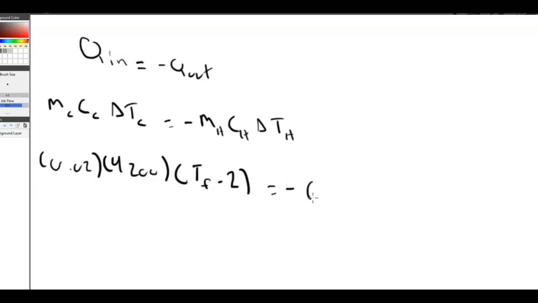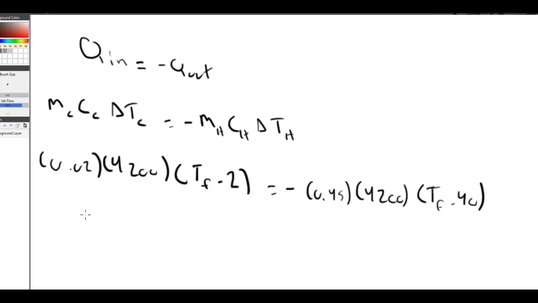Okay, so the mass of the hot tea is 0.45, specific heat capacity is 4,200. And then delta T_h is going to be T final minus the initial temperature, which was 40 degrees Celsius. Okay, so from here, it's just a little bit of algebra. First, I'm going to simplify my numbers a little bit.